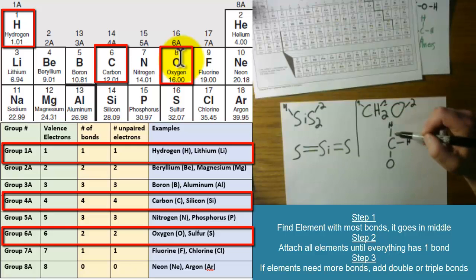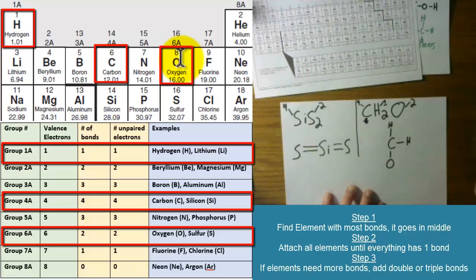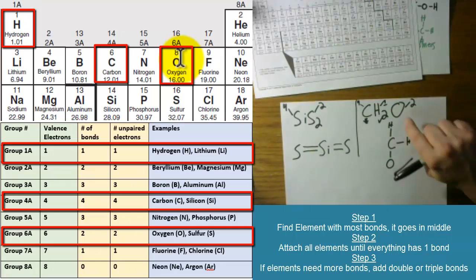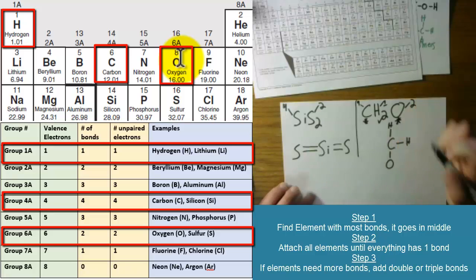Carbon has 1, 2, 3 bonds. Okay, so I'm going to just mark it. I need to fix carbon. Hydrogen should only have 1 bond. Look at that. They both have 1 bond. So hydrogens, they're all set. I'm going to put a check under it to make sure I know that. And then for oxygen, it's supposed to make 2. So only 1 bond here. Okay, so we need to fix that one.